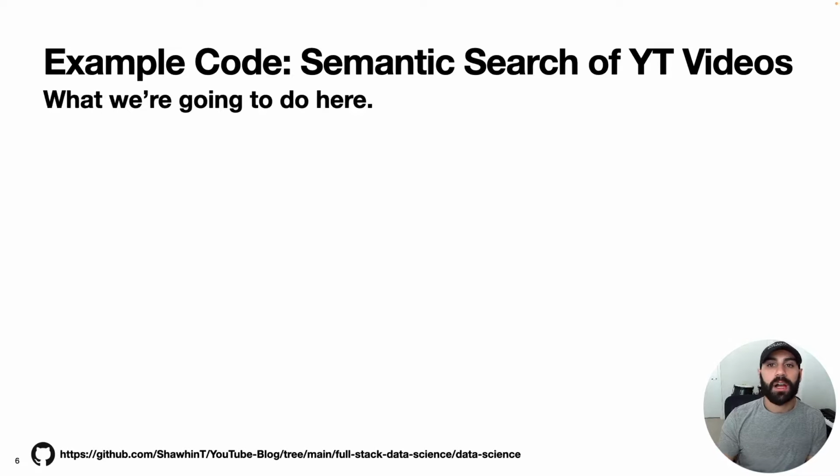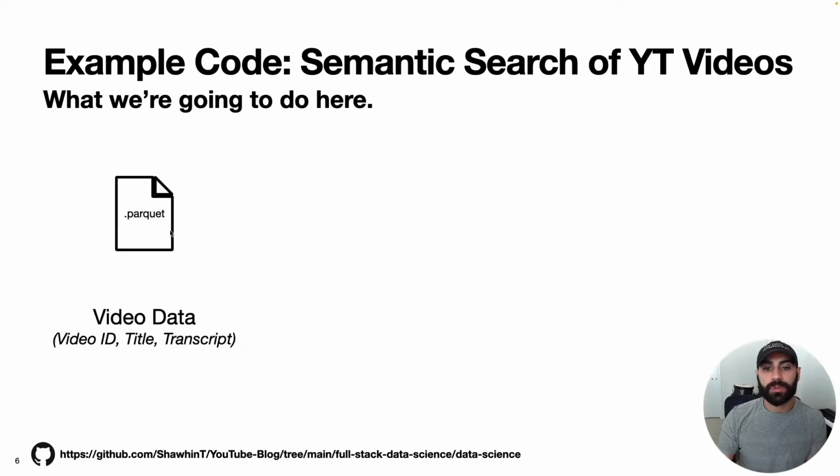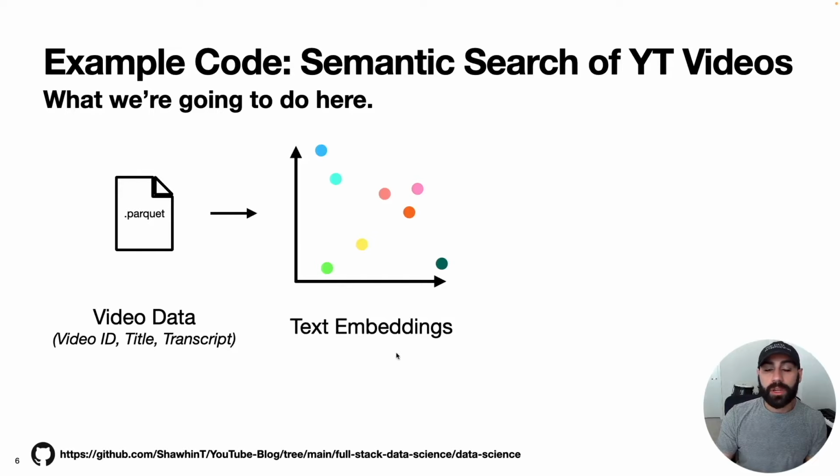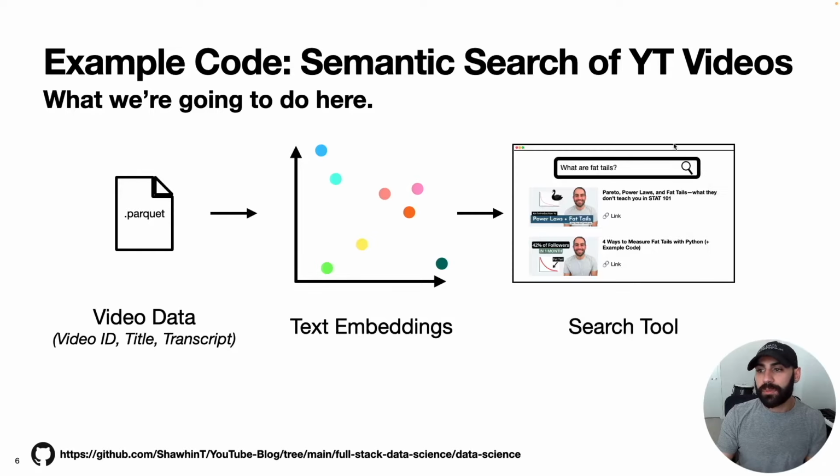In this video, I'm going to walk through the experimentation piece of building this semantic search tool. So we're going to take that Parquet file, which includes things like the video's ID, its title, and transcript. We're going to generate text embeddings, and then we'll build a search tool with a user interface.